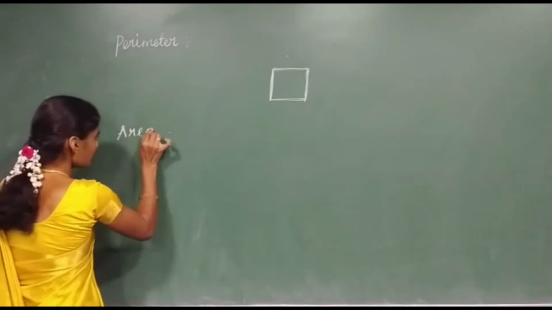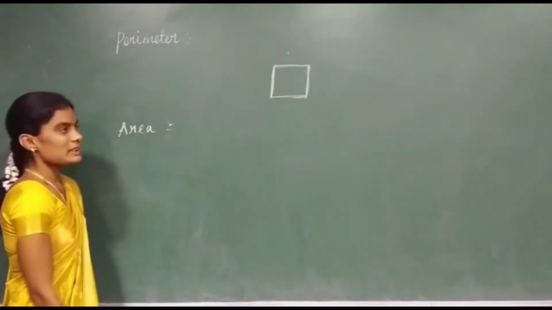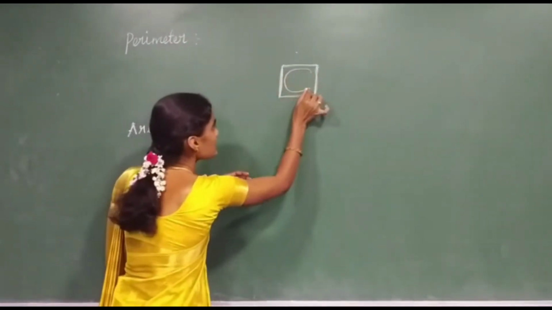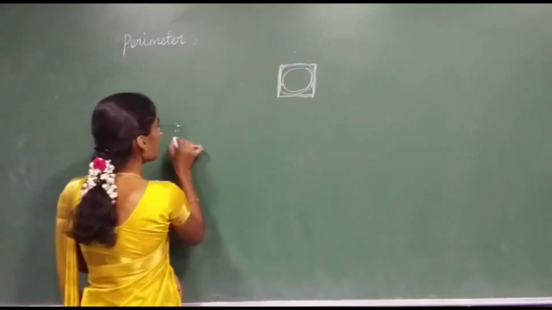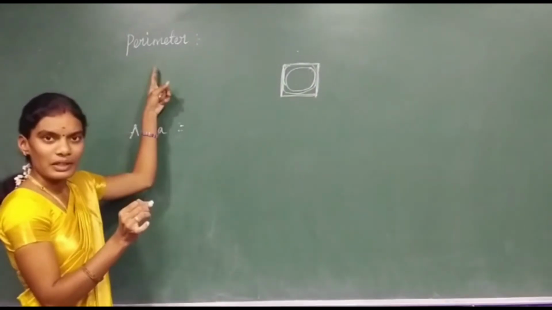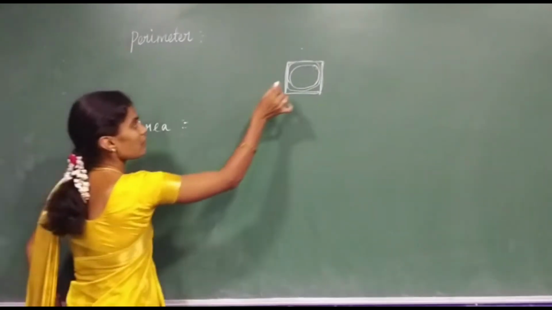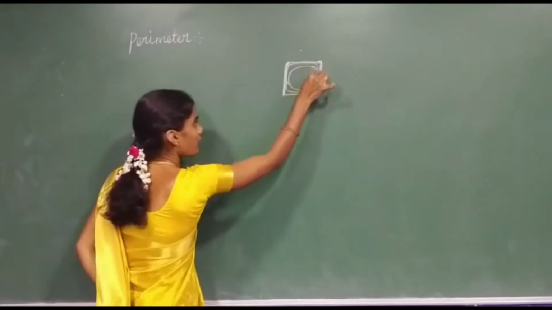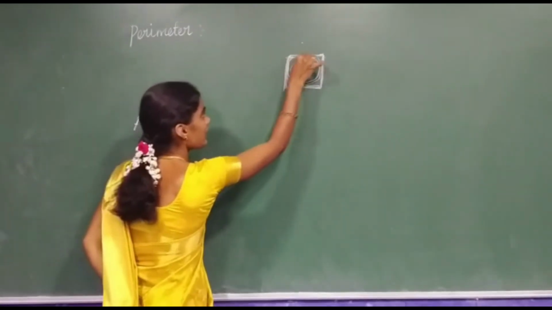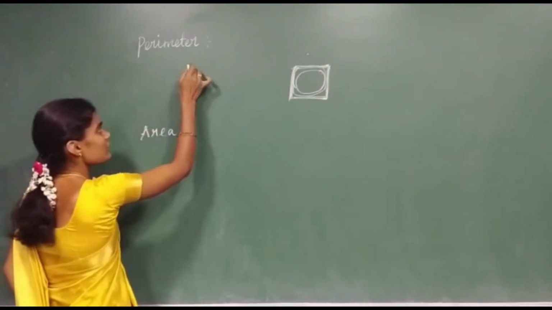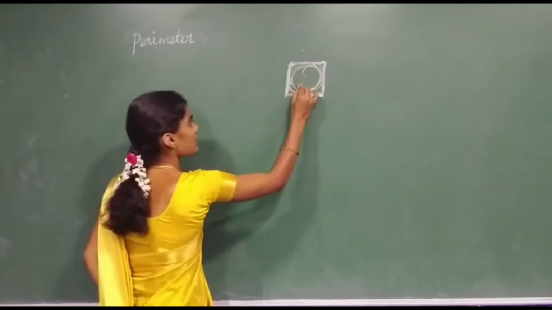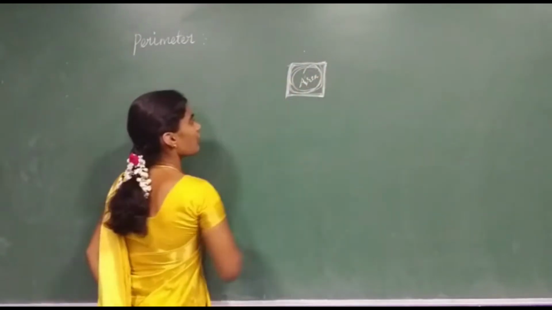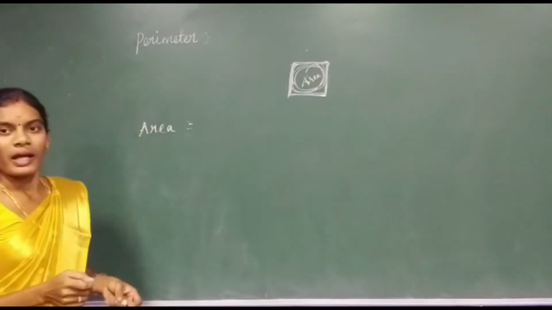Next, area. What is the meaning of area? The surface occupied by this shape is called area. Can you understand the meaning of perimeter and area? Perimeter means the length of the boundary. We want to calculate the length of the boundary, which is called perimeter. The surface occupied by this shape is the area. Now we are going to see some examples.